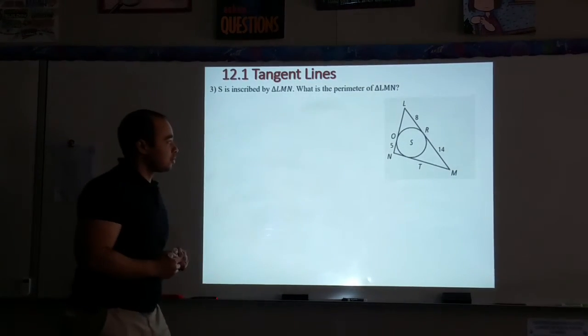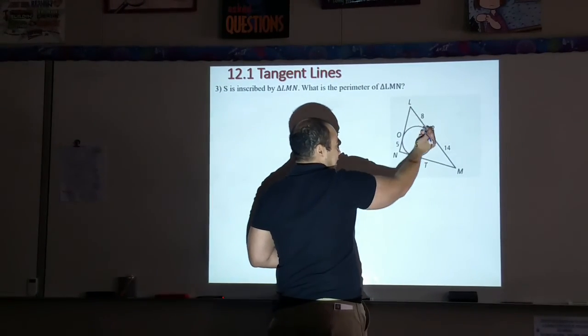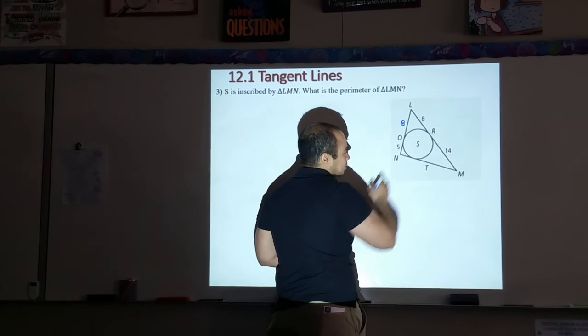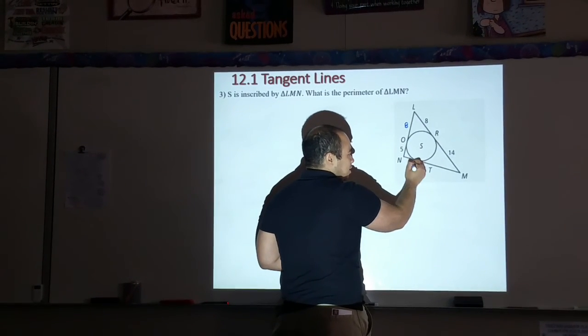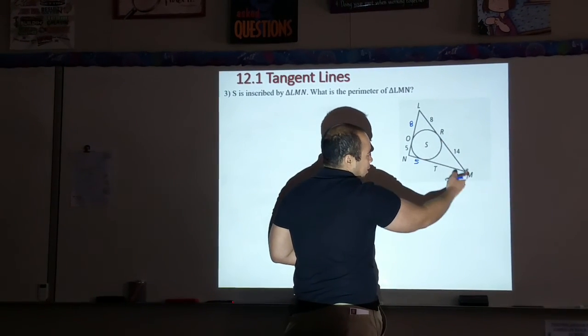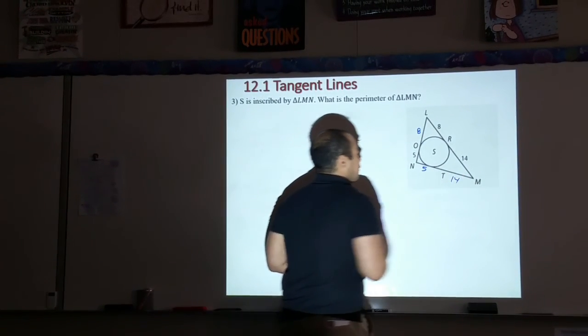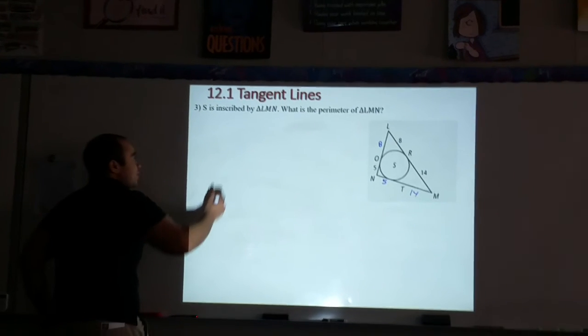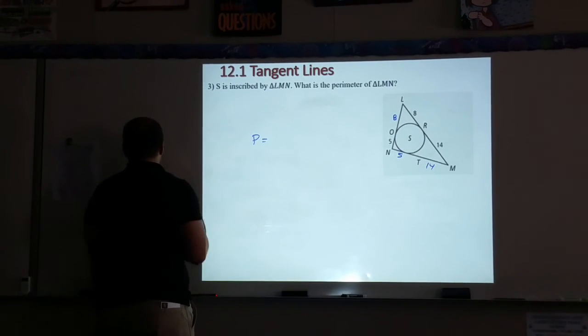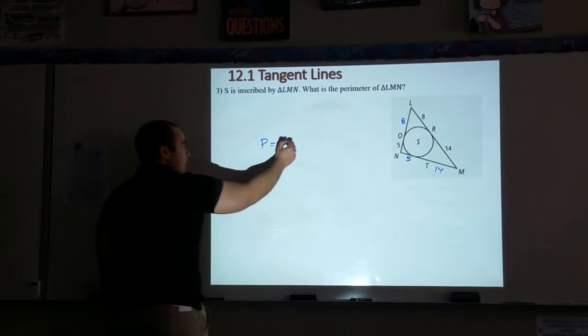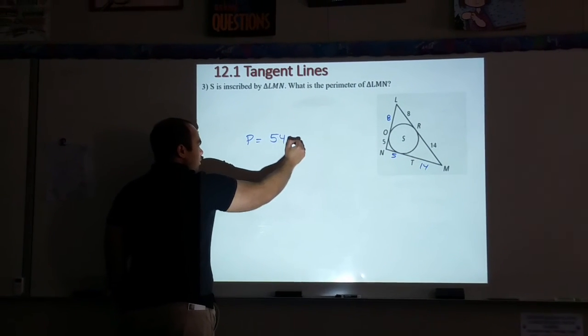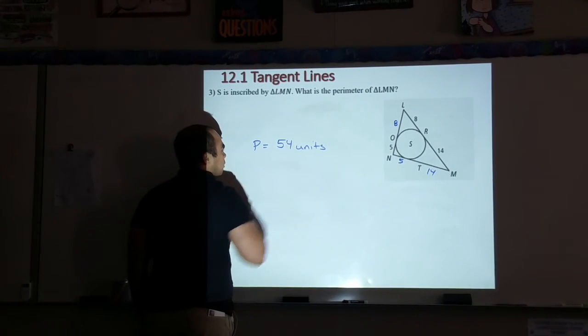Well, let's see if you did question 3 correctly. LR is 8, which makes LO 8. ON is 5, and NT is also 5. RM is 14, so TM, which is a little off space here, is also 14. So in order to find the perimeter of this triangle, you just need to add everything up. And when you add everything up in this problem, you get that the perimeter is 54 units.